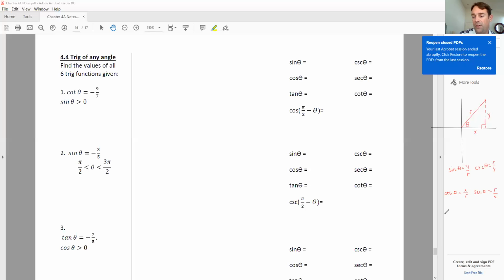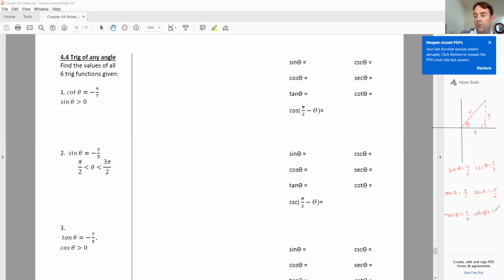And tangent of theta, I'm sorry, tangent will still be y over x, and cotangent will still be x over y. That didn't change. But notice, we have to deal with the radius if it's not on the unit circle, which isn't that big a deal. It's just something we need to remember.